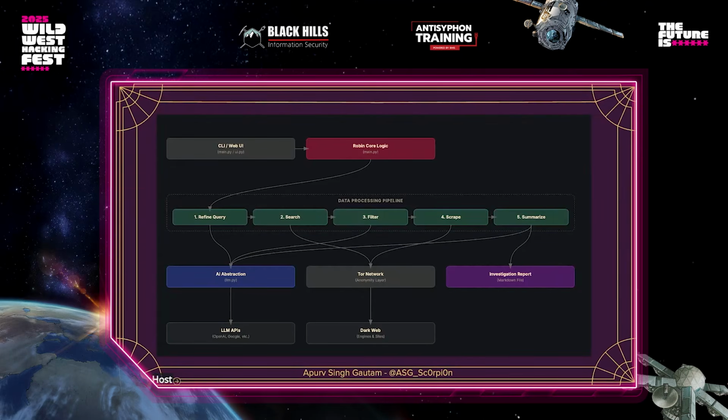So that is just normal, and it goes through the Tor network. You see, the search itself goes through the Tor network, because we are searching on .onion sites, so you have to go through the Tor network.